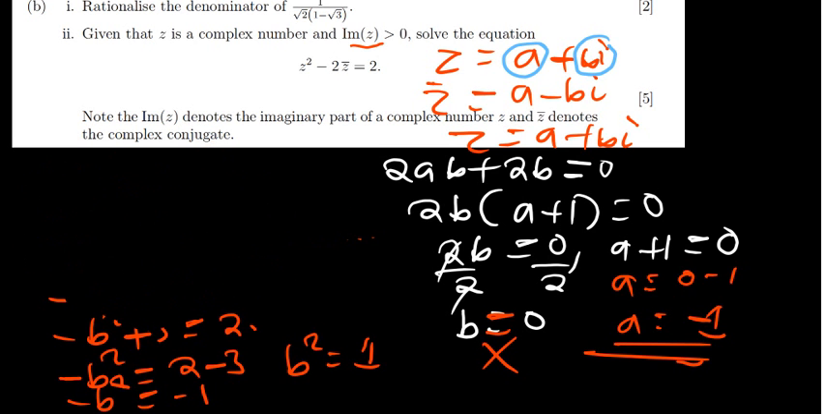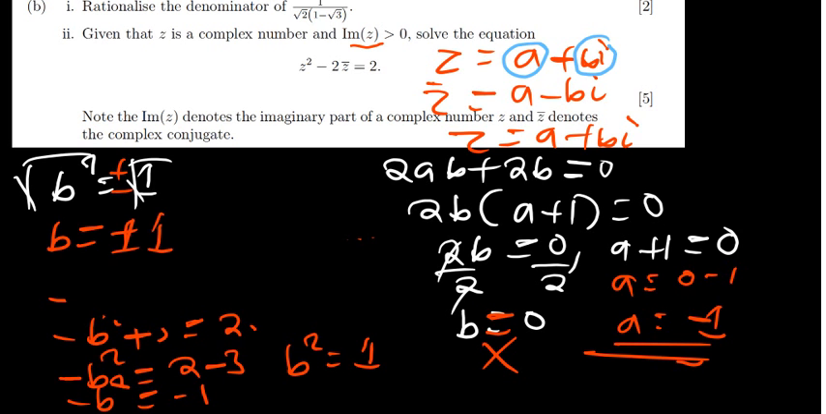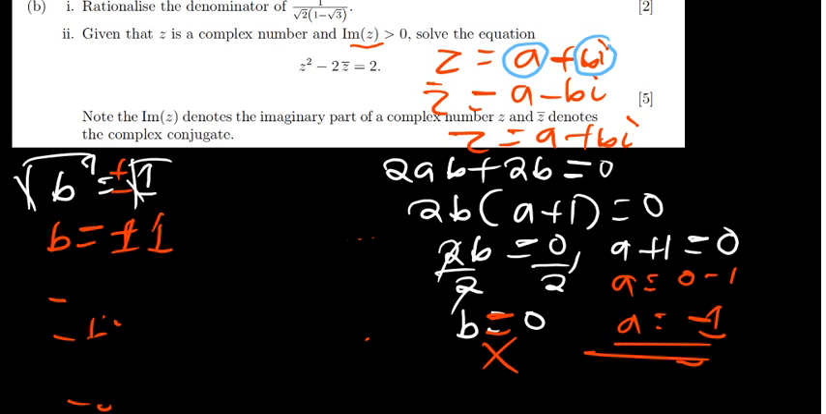To find the value of b, we have b squared is equal to 1. We get the square root. Once we get the square root, this is what is going to happen. Here we are going to have plus or minus, meaning that our b is equal to plus or minus 1. But we have two values of b now. We have b equal to positive 1, and b equal to negative 1.